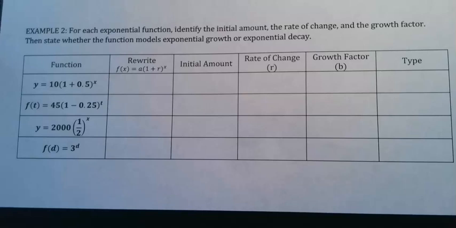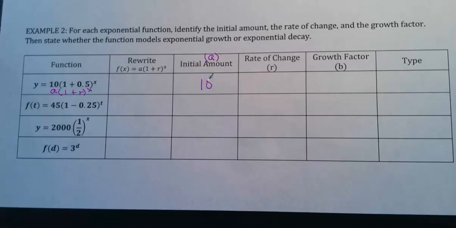All right, so the first one, do we need to rewrite it? I mean, we could put it in f of x, but we already have the a times the quantity 1 plus r to the power of x form. So we wouldn't have to do that. So what is our initial amount? Remember, our initial amount is the a. So here our initial amount is 10.